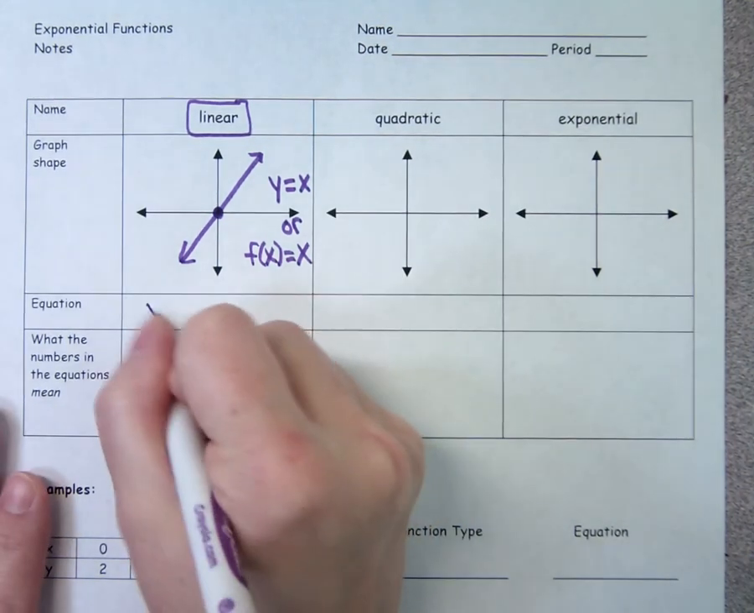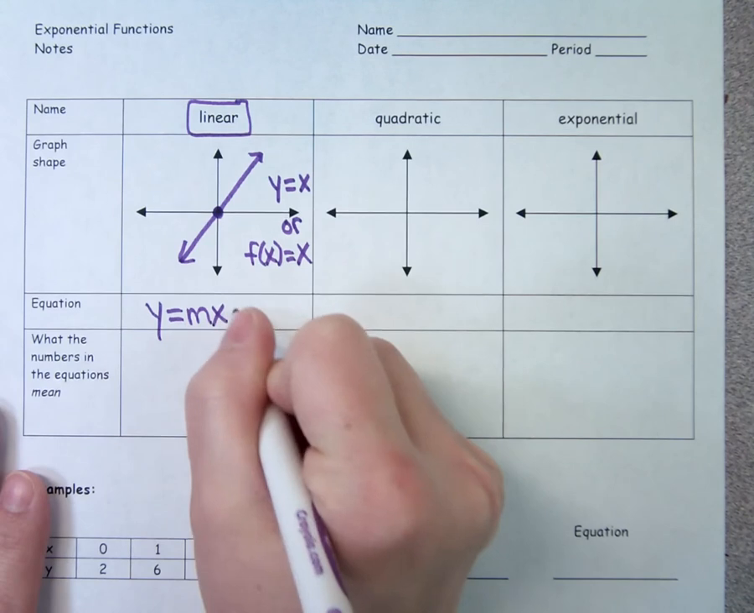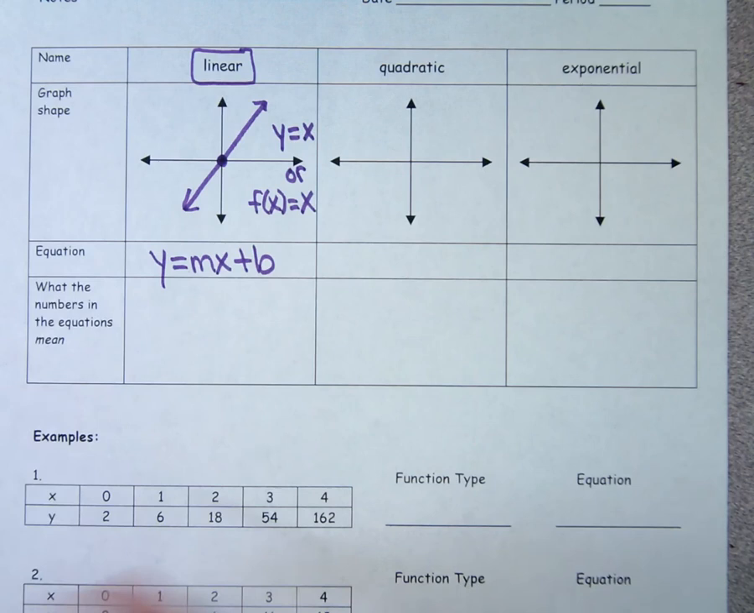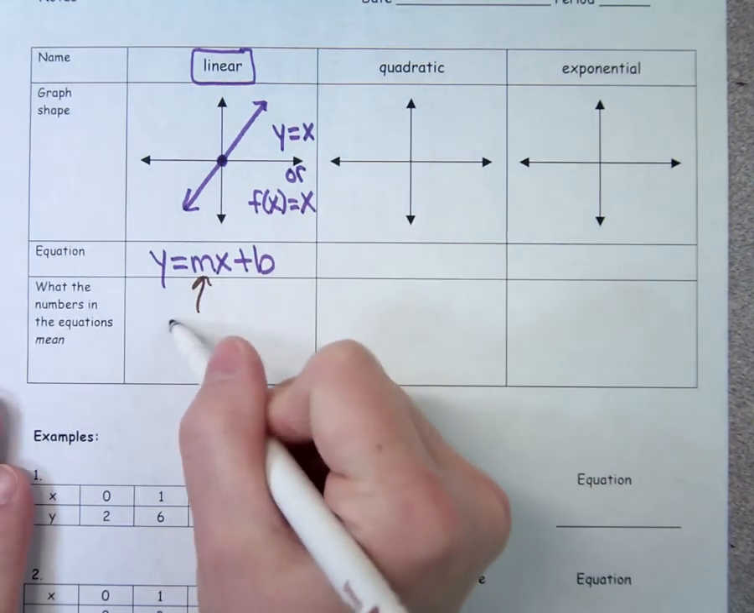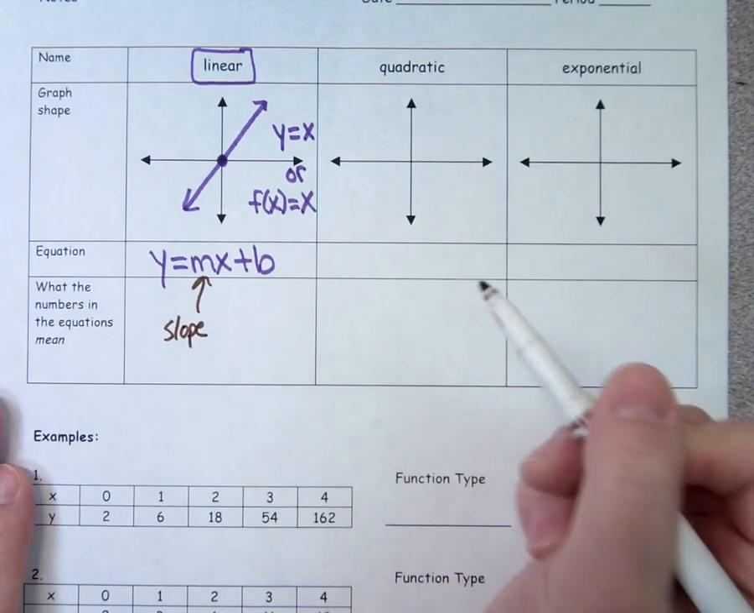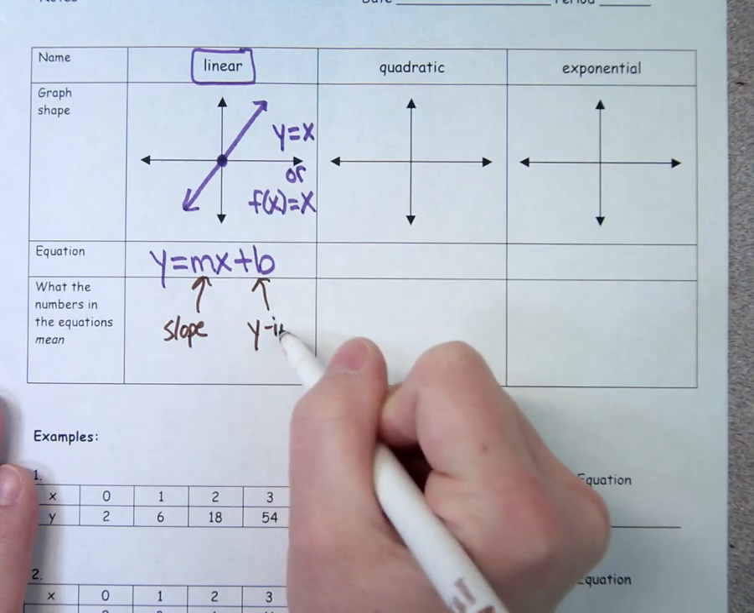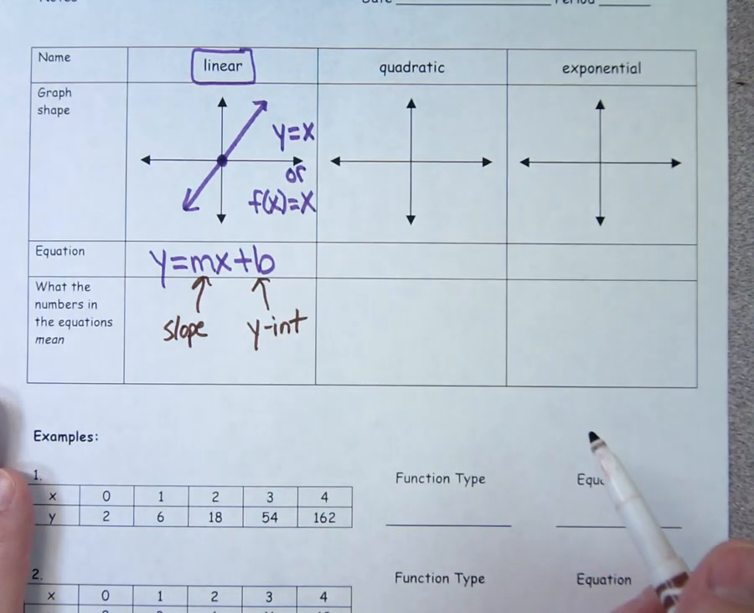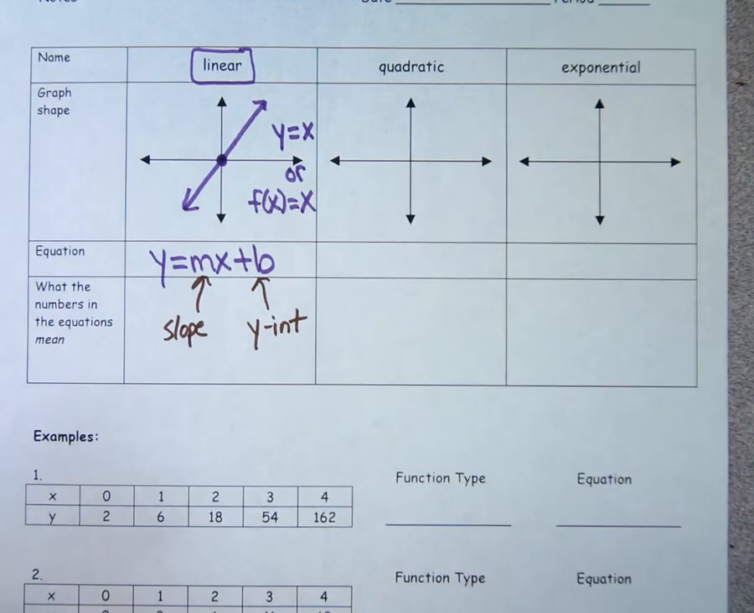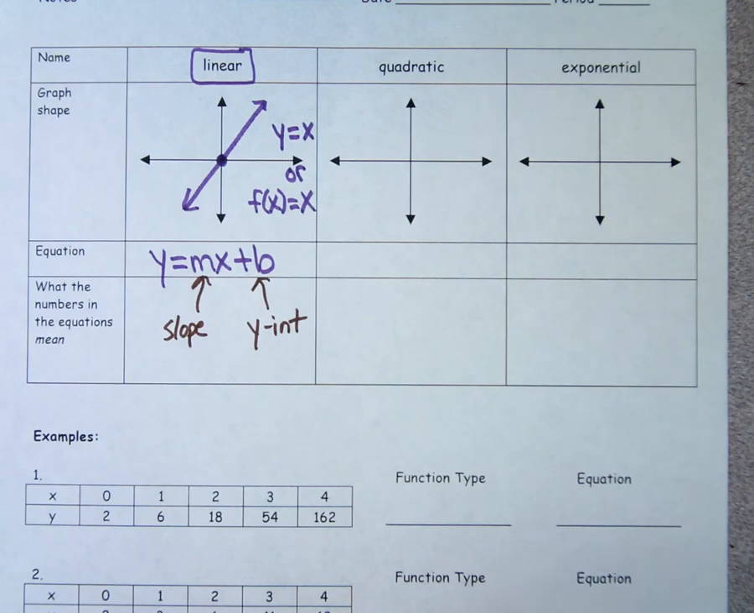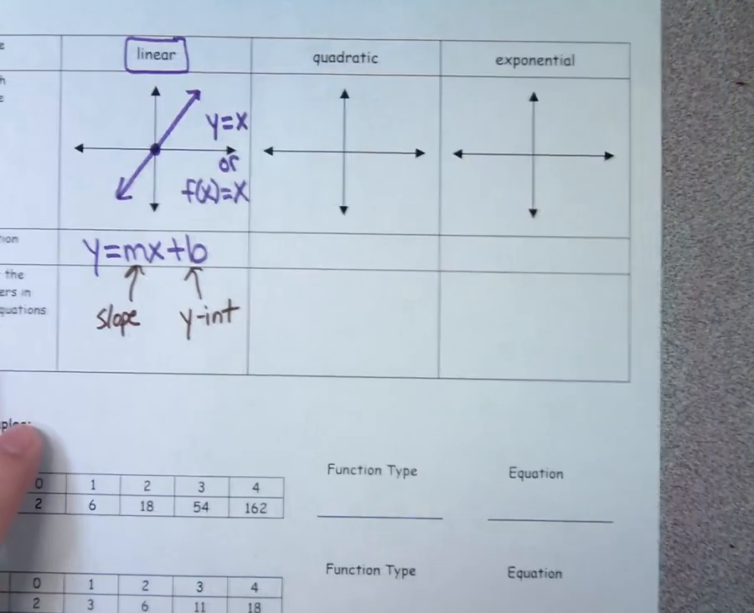One equation that we see a lot when we're working with linear functions is slope-intercept form. Just to talk about slope-intercept form a little bit, the m stands for the slope, and the b stands for the y-intercept. I'm going to come back and add something to this in a little bit. So basically that's what we know about our linear equations, our linear functions.